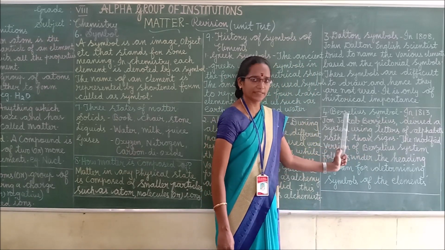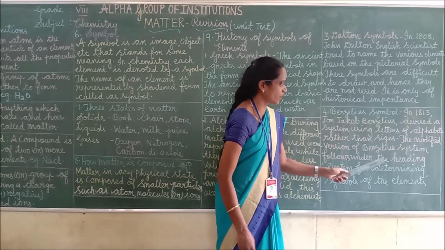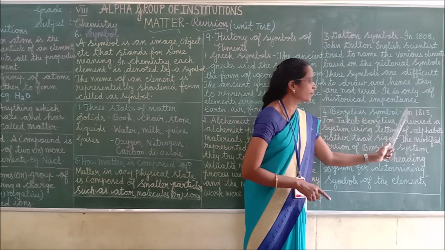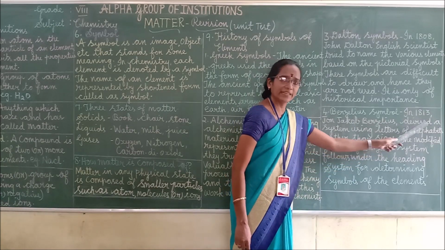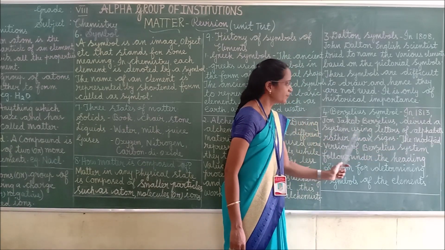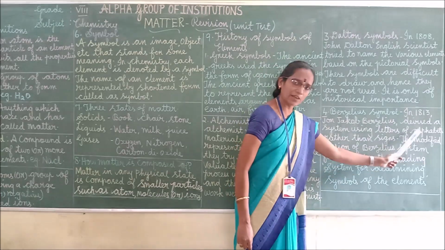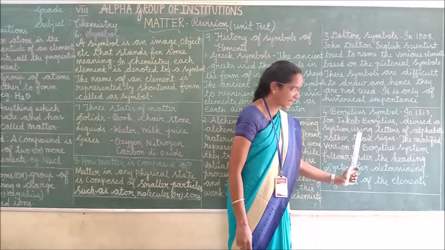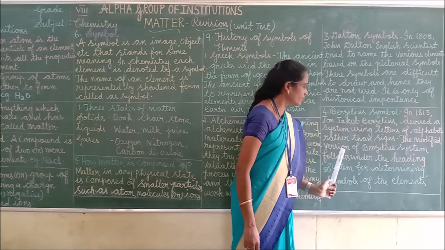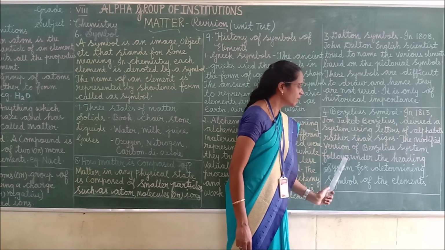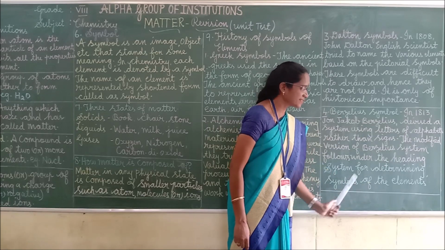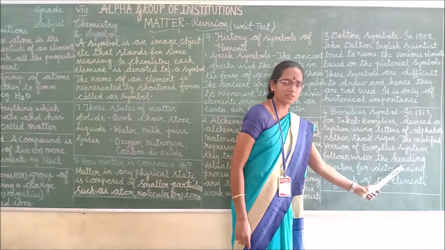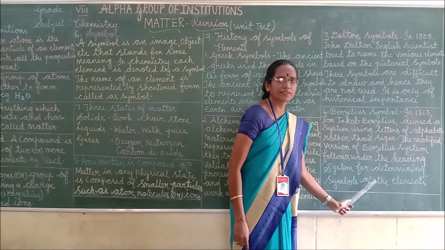The question is like this. What do you have to write? You have to start from the beginning. In 1830, John Jacob Berzelius devised a system using letters of alphabets rather than signs. So the modified version of the Berzelius system follows under the heading System for Determining Symbols of the Elements. So you have to write all these things.